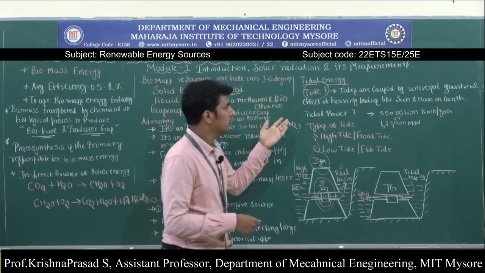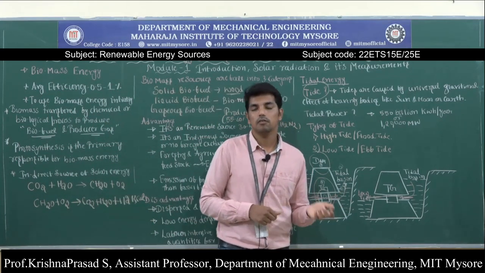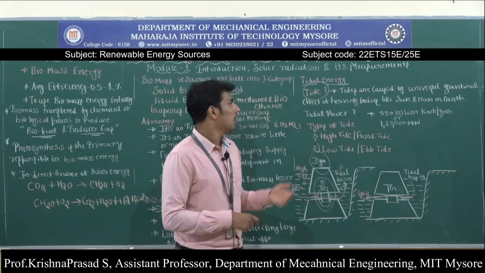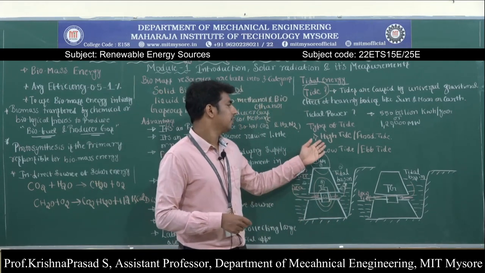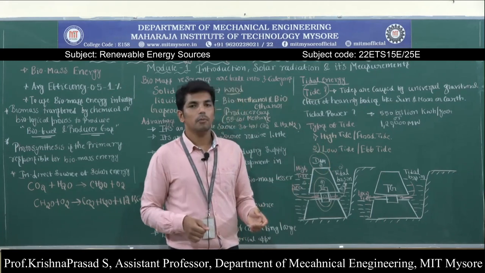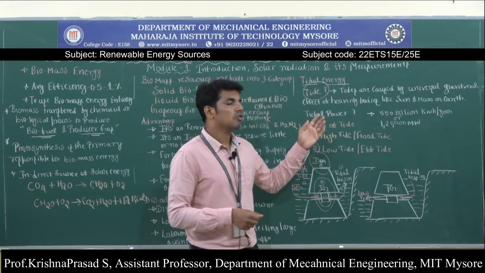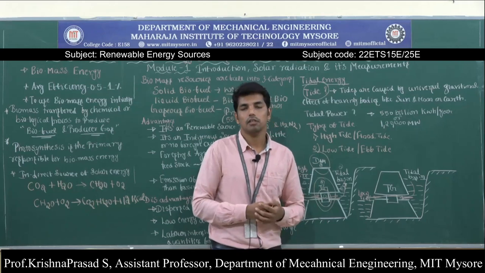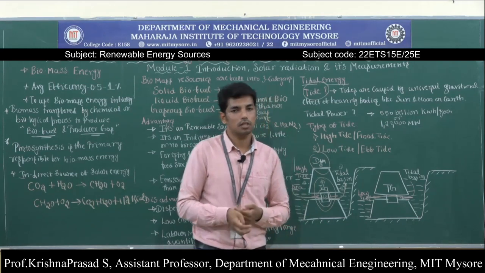Then what is meant by tides? Tides are the periodic rise and fall of water level in the sea. There are two types of tides, one is called high tide, the other is called low tide. And very important one, how tides are formed. The tides are caused due to the universal gravitational effect of heavenly bodies like the sun and the moon on the earth.